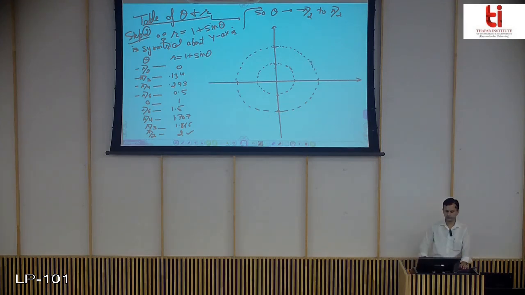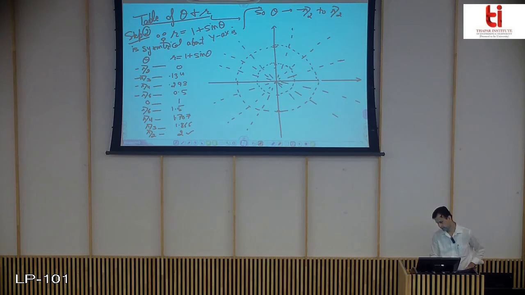Now here we have the values from minus pi by 2 to pi by 2. These are 45, 30, 60, minus 45, minus 30, minus 60, because it is minus pi by 2 to pi by 2. That is why I am taking the rays from minus pi by 2 to pi by 2, in just the first and the fourth quadrant.